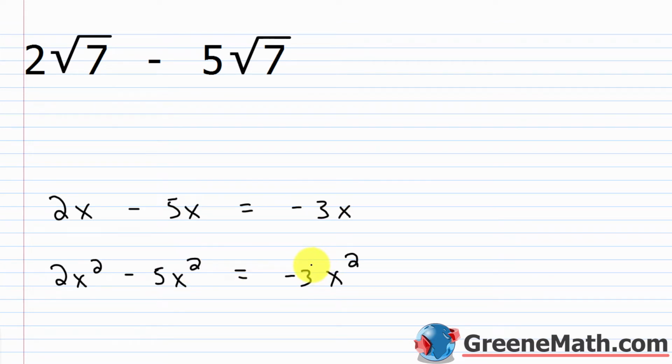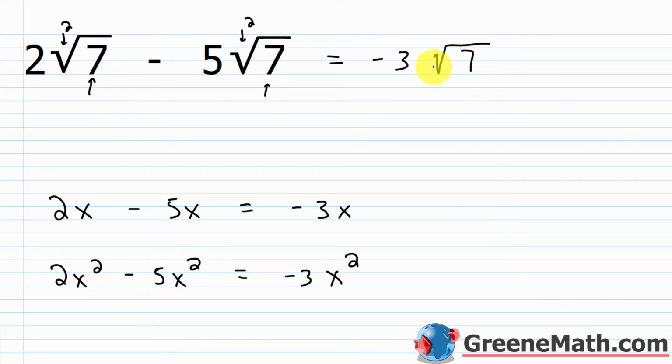Now, I'm going to apply that same logic up here. If I have 2 times the square root of 7 minus 5 times the square root of 7, the square root of 7 part is just going to stay the same. It's the same index, since a square root has an index of 2, and it has the same radicand. The radicand is 7 in each case. Then we just work with what's multiplying the radicals. So 2 minus 5 gives us negative 3, and you'd end up with negative 3 times the square root of 7.